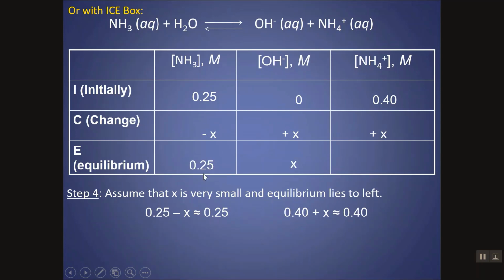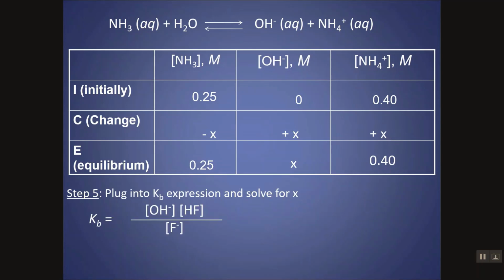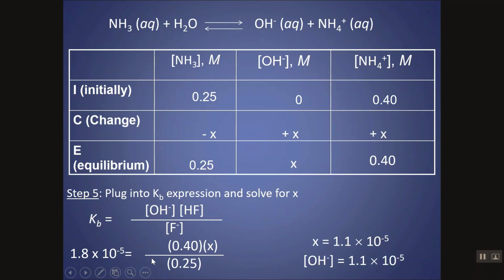And I could say that this is going to stay close to 0.25 even if I subtract a very, very small number, and this is going to stay close to 0.4 even if I add a very small number. And then I can plug into my Kb expression. Make sure it's the Kb expression because this is showing the base. And I get 1.1 times 10 to the negative 5 for my OH minus concentration.